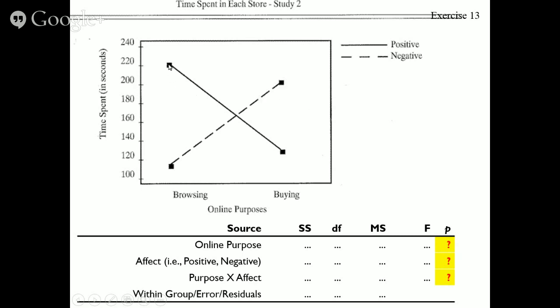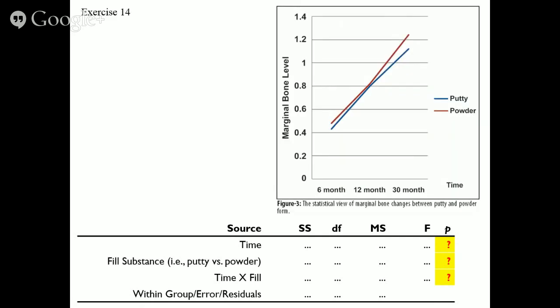Now, if you were happy and browsing, you spent a lot of time online. But if you were happy and buying, you spent little time online. So the effect of your mood is opposite as far as how much time it makes you spend online, depending on what you're doing, whether you're buying or browsing. You just have to work through step by step, look at each of the means, and try to form some conceptualization in your head of what's going on there.